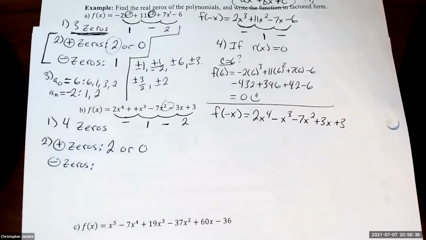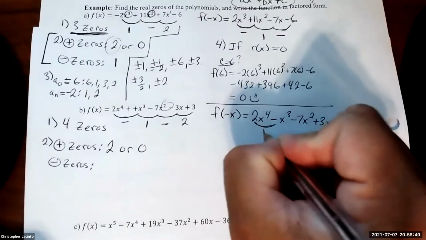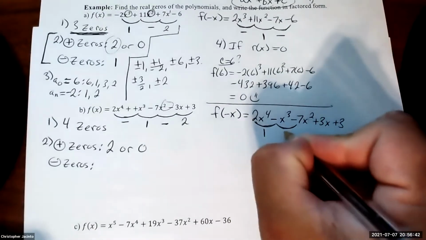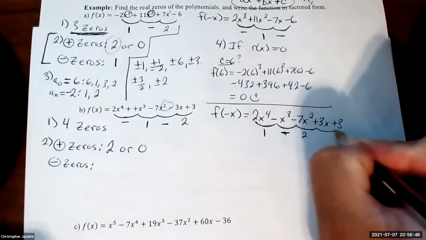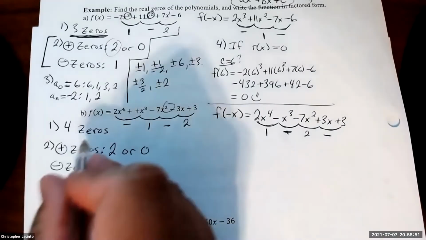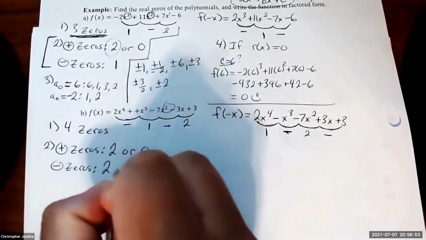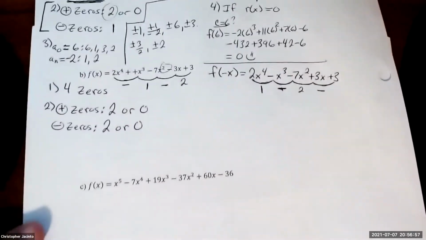And now again, we just count how many sign changes from left to right. So that's a sign change. That's not a sign change. This is a sign change. And that's not a sign change, right? So we have the same amount as the positive. We have 2, or 2 minus 2 is 0. That's the situation we have here.